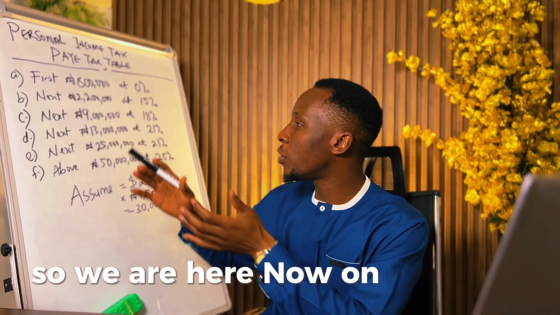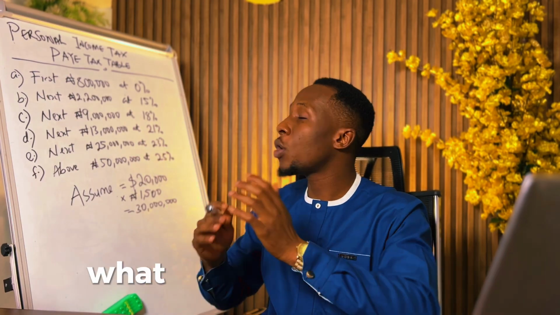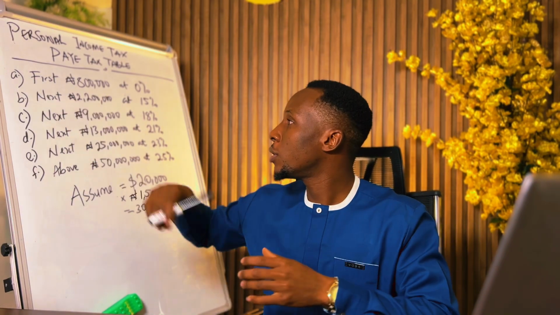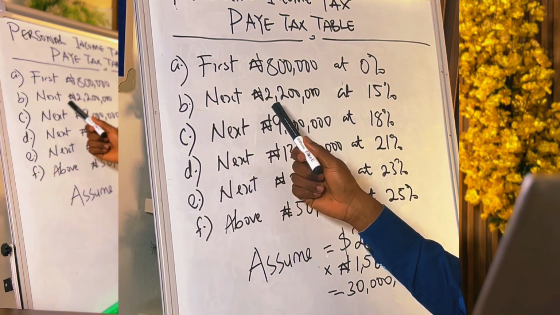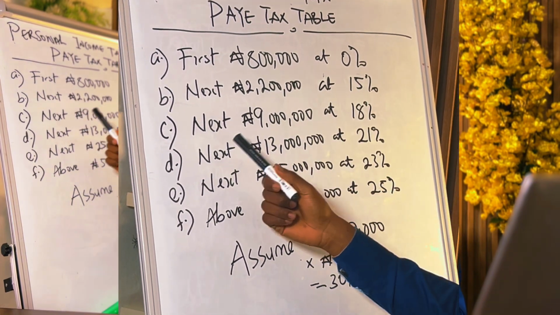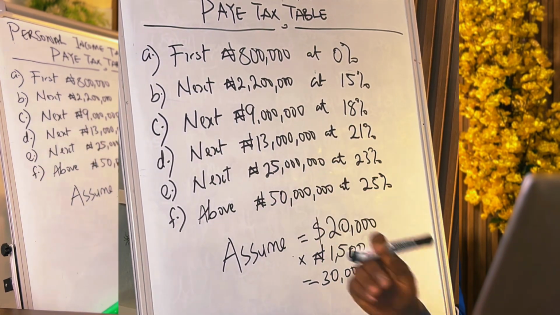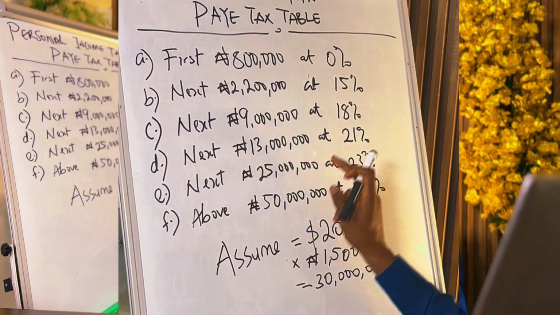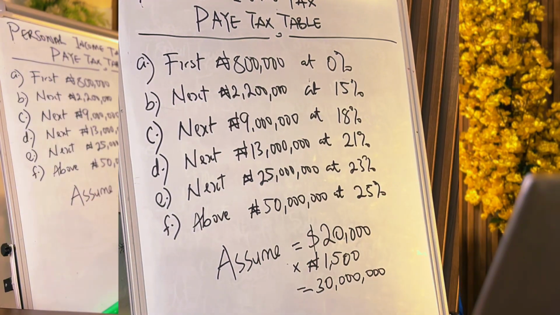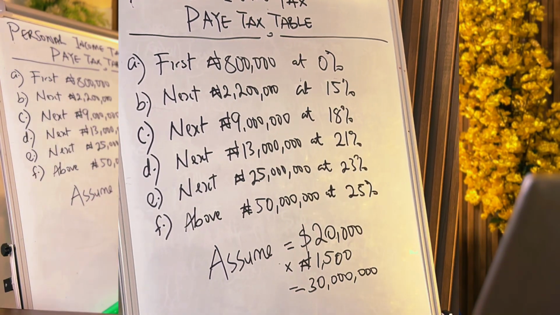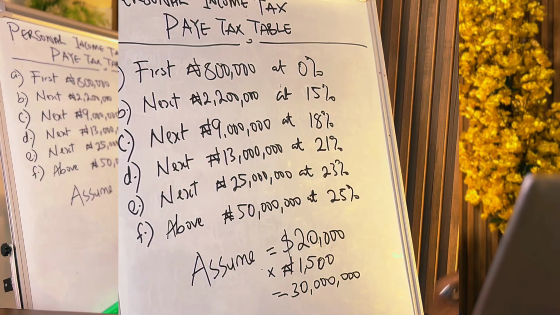So we are here now on this board and we're going to be looking at what you are going to pay as a freelancer, a digital creator or a remote worker working for a company abroad. So based on the new tax law, for your first 800,000, they are going to charge you 0%. The next 2.2 million, 15%; the next 9 million, 18%; the next 13 million, 21%; the next 25 million, 23%; and then anything above 50 million is going to be charged at 25% annual rate.